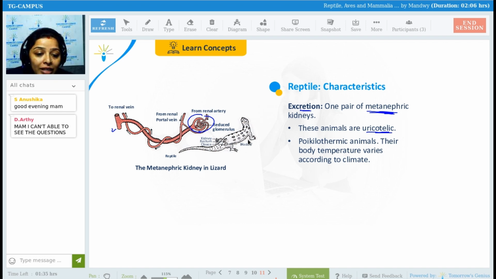Okay. These animals are uricotelic, meaning the excreta is in the form of what? Uric acid. Okay.